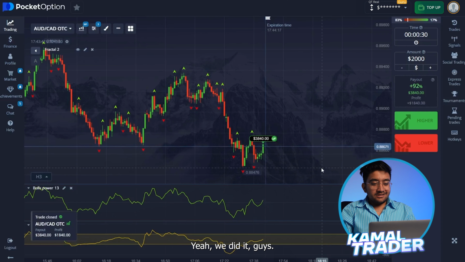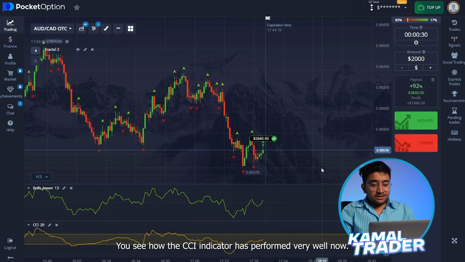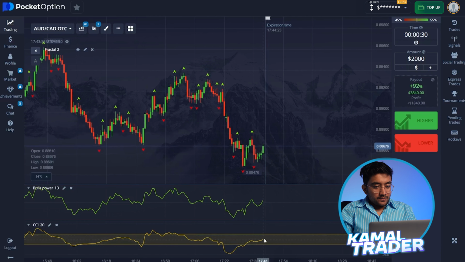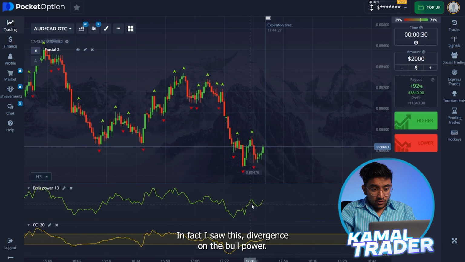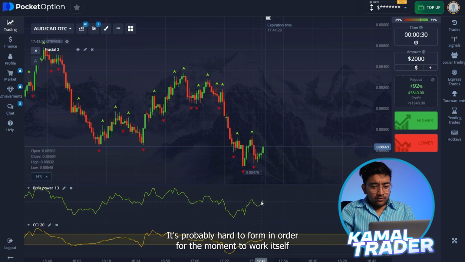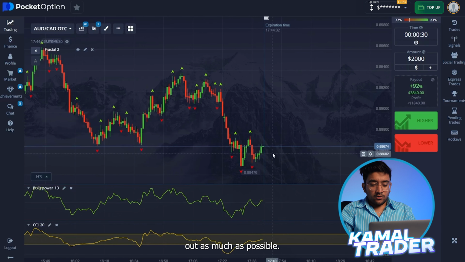Yeah, we did it guys. We can see that the CCI indicator has performed really well. Okay, in fact, I saw this divergence on the bull bar. It's probably hard to form, in order for the movement to work itself out as much as possible.